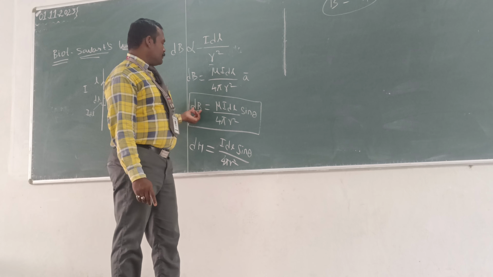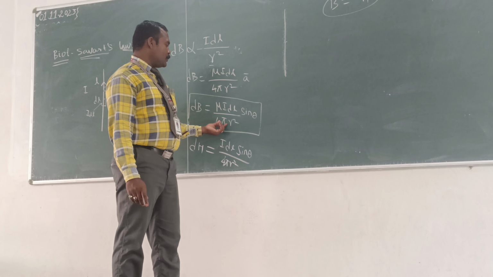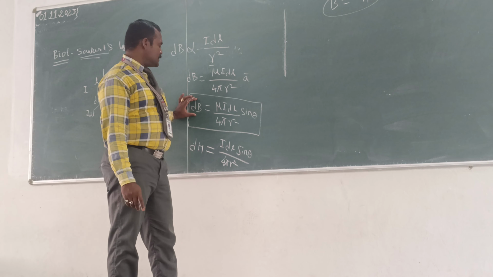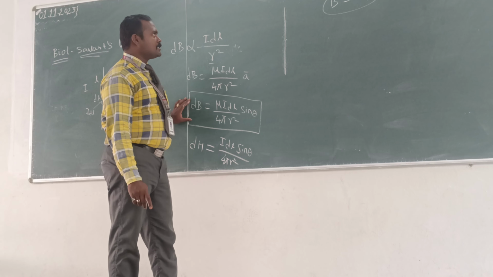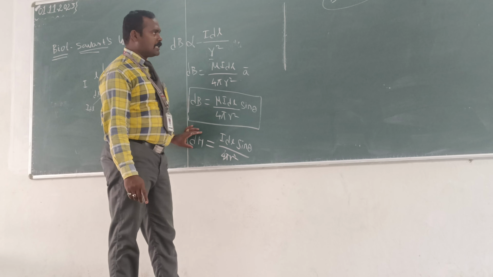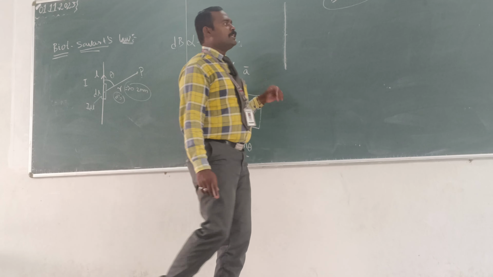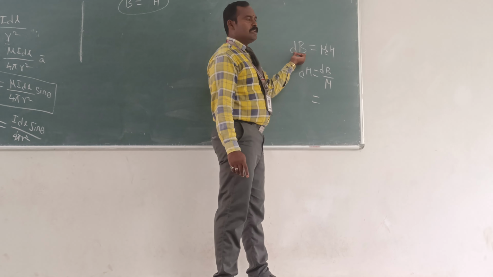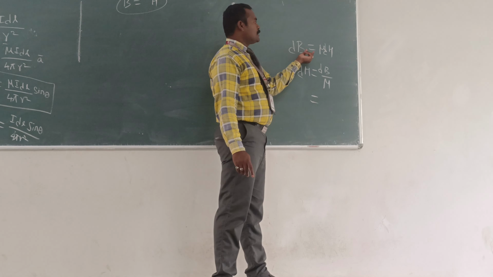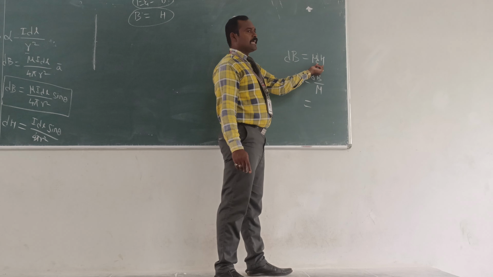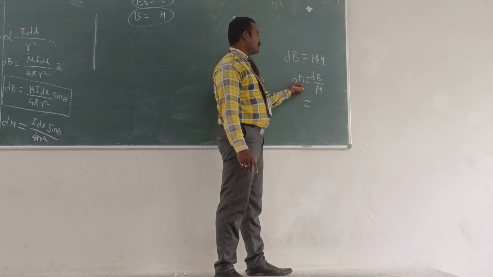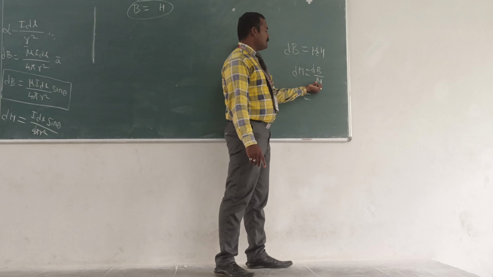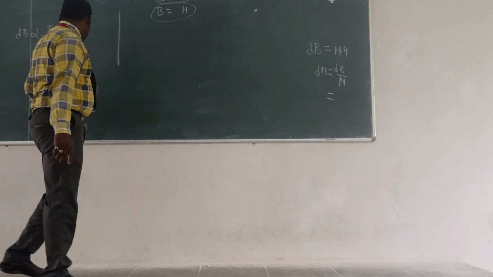So dB becomes mu into I dl divided by 4 pi r square into sin theta, that is the differential magnetic flux density. Similarly, from the relationship between magnetic flux density and magnetic field intensity, B equals mu into H. Here we consider the differential magnetic flux density dB equal to mu into the differential magnetic field intensity dH. So dH should equal dB divided by mu. So we can substitute here.